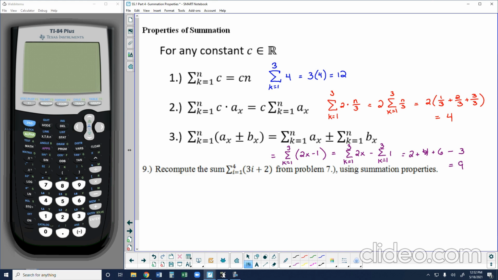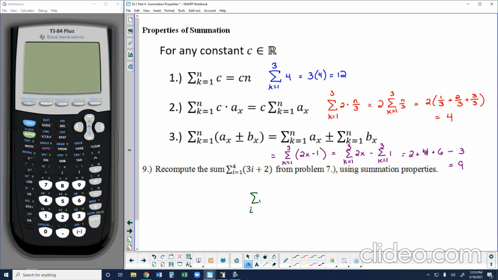So let's take a look at example number 9 here. Number 9 says recompute the summation of 3i plus 2, beginning with the first term as 1 and ending with the fourth term. This is the problem from number 7 that was talked about in the last video, so we can compare our answer here to number 7. What I may notice first is I have an addition of 2 terms here, so I can split these up into 2 summations.